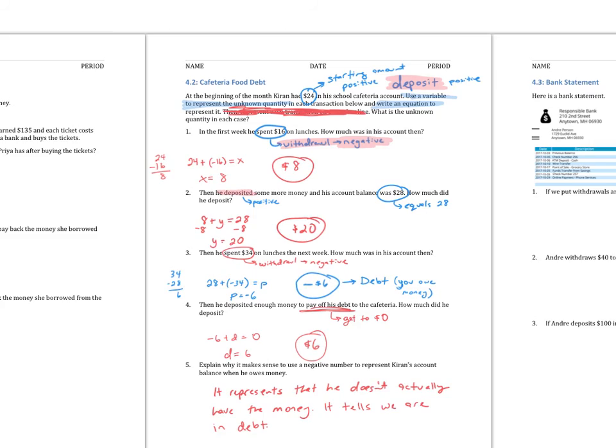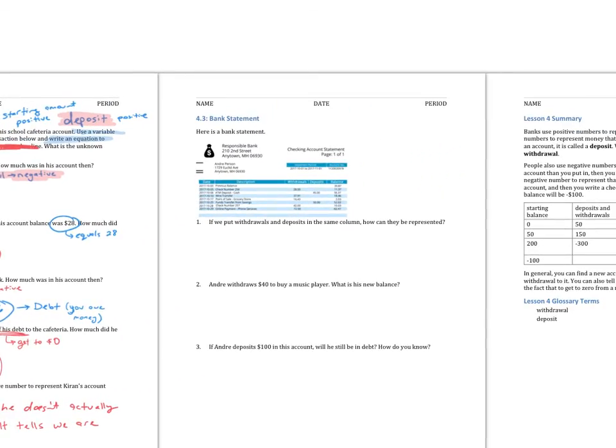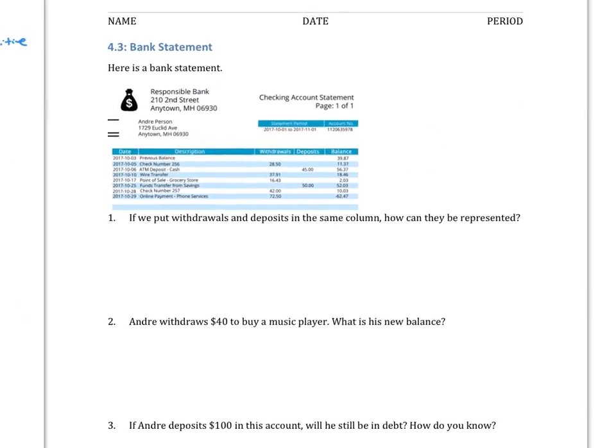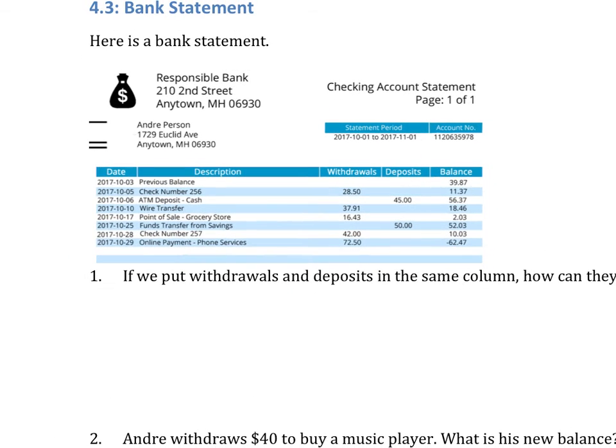All right, let's move on to the next activity, lesson 4.3. So in this activity, we're looking at a bank statement. When you go home tonight, go ahead and ask your parents to show you a most recent checking account statement so you can see what it looks like at your parents' bank. But this is an example of what it might look like.